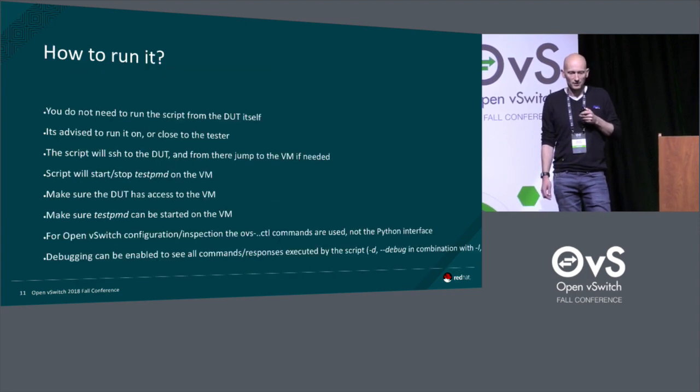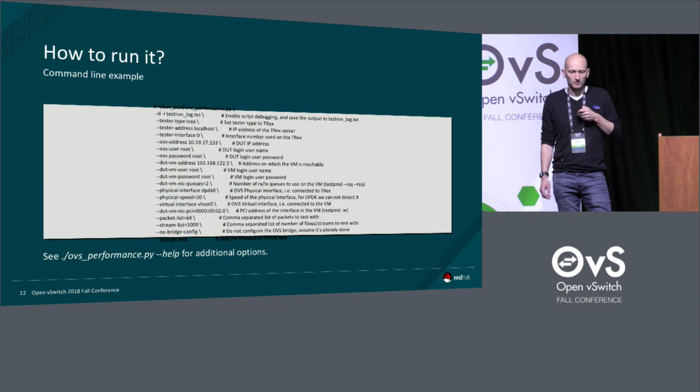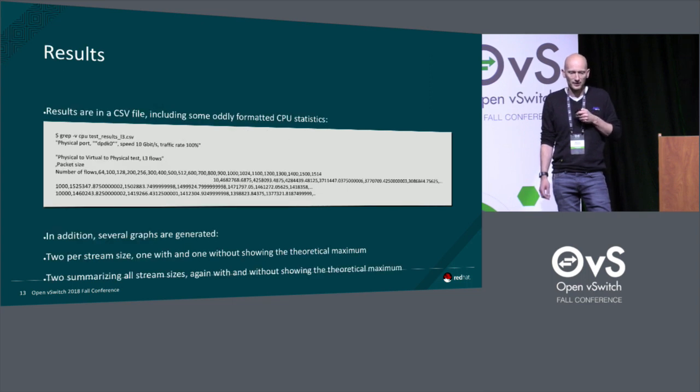This is the explanation. So how do you run it? It's a separate script. You can either run it on the DUT or on your laptop, whatever you like. It will just connect to the DUT through SSH. It will also connect to the virtual machine and start testpmd with the specific options you need. This is an example of a command line. I just put everything in the presentation, so it's a nice reference, but I'll skip it quickly.